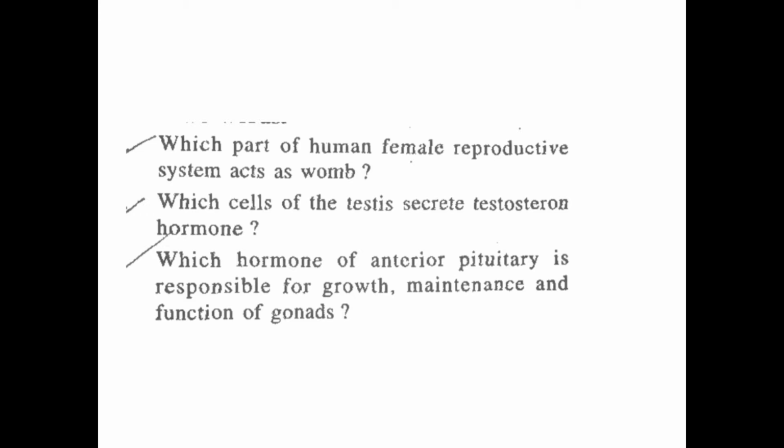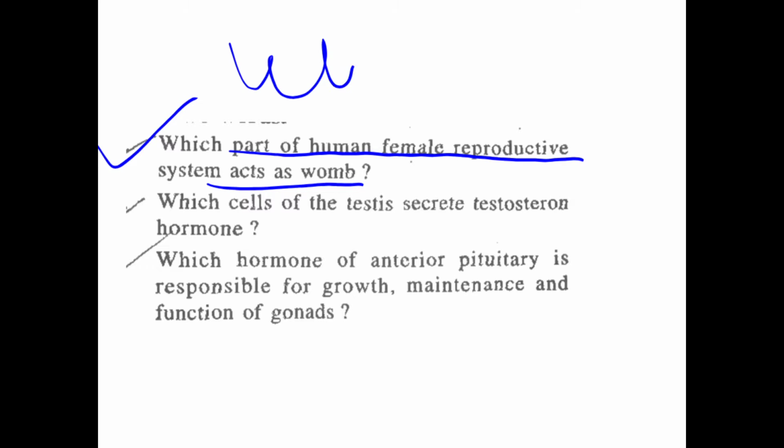What is the first question? Which part of the human female reproductive system acts as the womb? You know this, I discussed it in the first video, the reproductive system of female. Which part? That is uterus. Okay, uterus. Next, which cell of testis secretes testosterone?